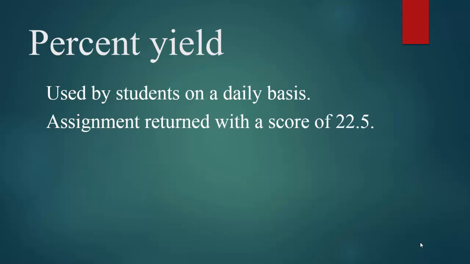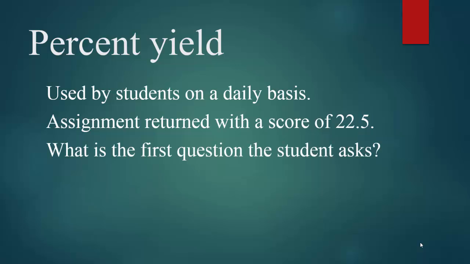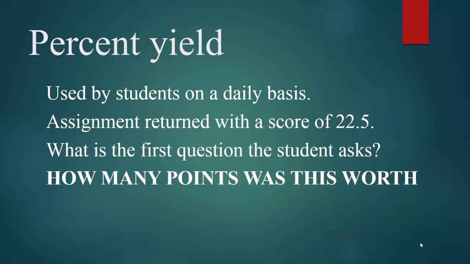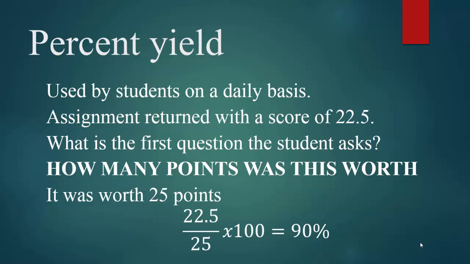And this is something that students use on an almost daily basis. You have an assignment that gets a score of 22.5. The first thing that the teacher gets asked is, how many points was this worth? Turns out it was worth 25 points. Why do you want to know? Because you want to calculate your grade. You go 22.5 divided by 25 times 100 equals 90%, and most students are happy with that grade.